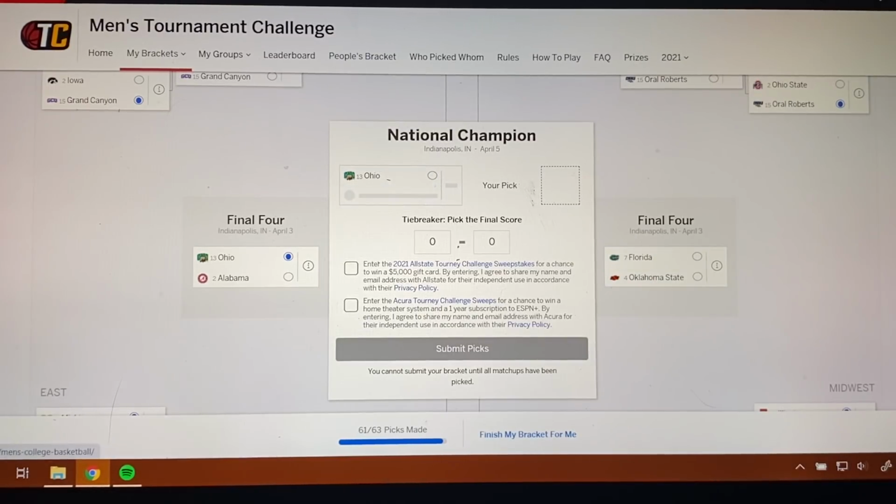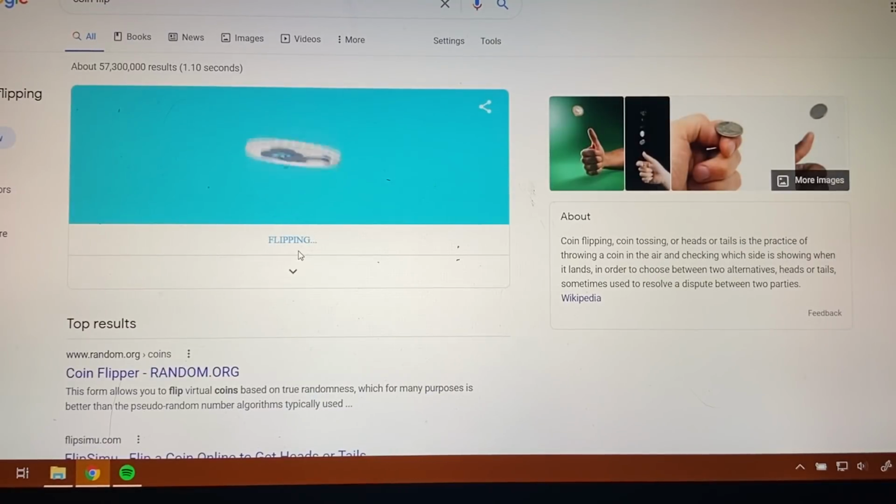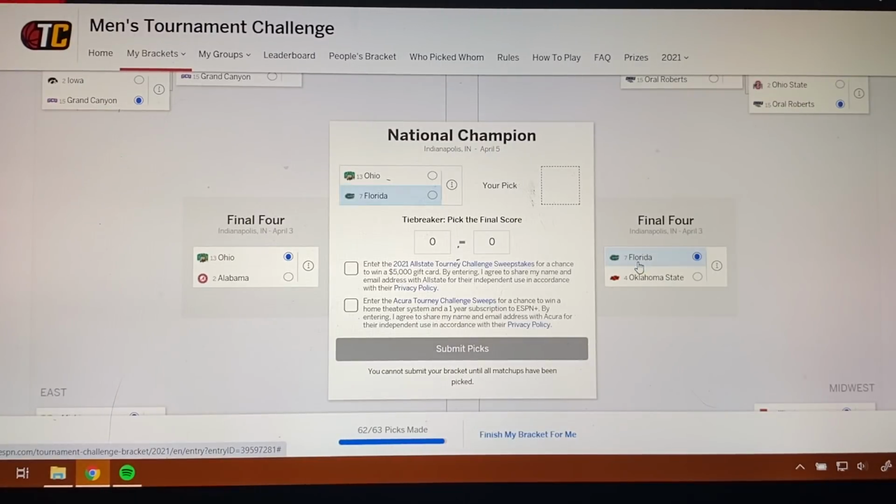Florida and Oklahoma State. Let's see what happens. Kind of rooting for Oklahoma State here, not going to lie. And it is Florida. So I think Florida made it to the national championship in my 2019 coin flip too. I think it was Florida and Oklahoma. So congratulations to Florida. I mean, you guys just know how to win with the coin flips.